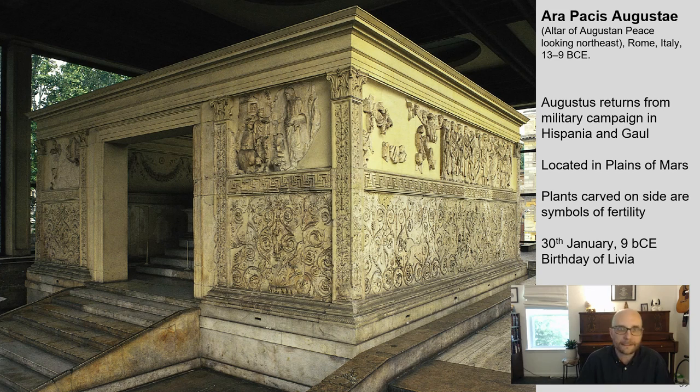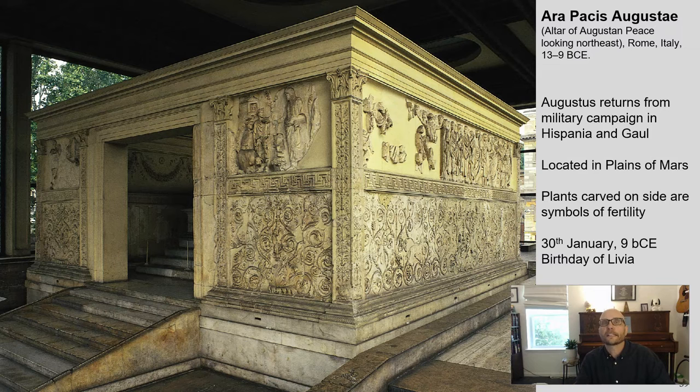This is a very famous and very important monument called the Ara Pacis, or the Altar of Peace, that was designed to represent this Pax Romana, this peace of Rome, one of Augustus's main accomplishments during his rule. But this was also made as a birthday present for Livia, and it debuted on her birthday. Now, what is the Altar of Peace?